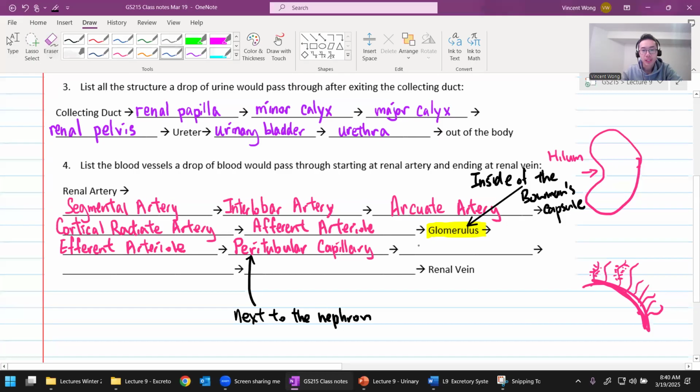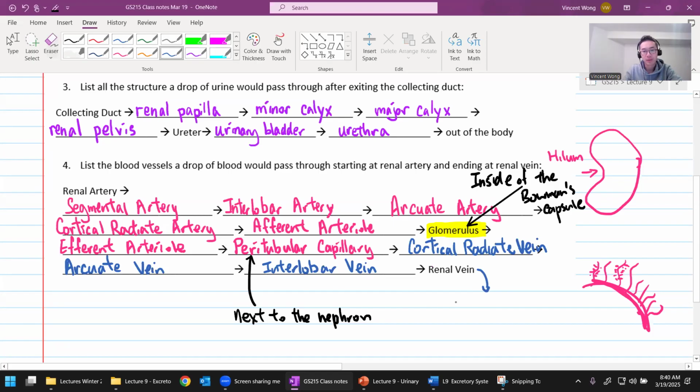And I'm just going to switch color here. It is going to go back to the cortical radiate vein. And then you just copy the stuff backwards, right? Arcuate, which means arch, vein, interlobar vein. And then there are no segmental veins. Okay, just skip right to the renal veins.